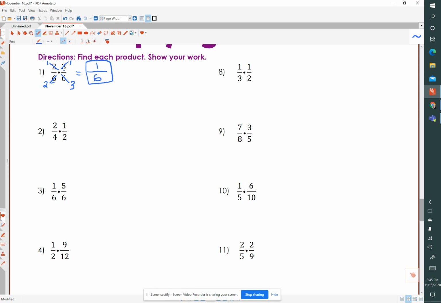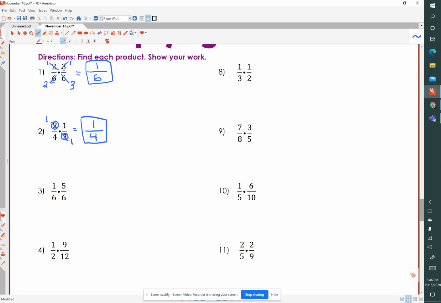Number 2, whenever I have the same number, they cross simplify to 1, and anything with a 1 cannot be simplified further. So now I go on to step 2, multiply across. 1 times 1 is 1. 4 times 1 is 4. I cannot simplify any further, so no need to do step 3.